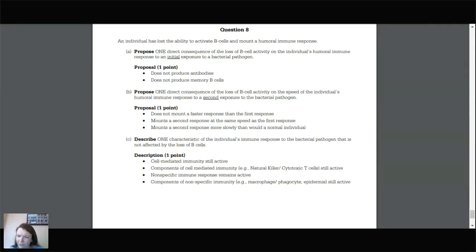So for part A, do you have to explain why? You don't need to explain why at all. Or you can just say we won't have antibodies because B cells won't produce them. If you say that, that's kind of implied in the question. Cool.